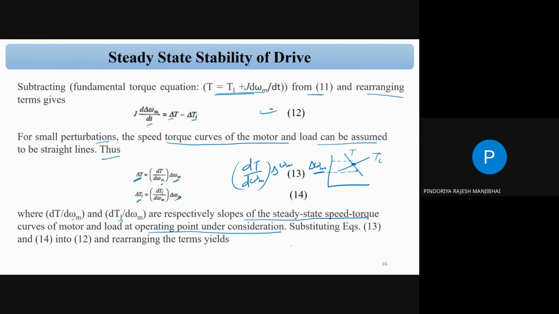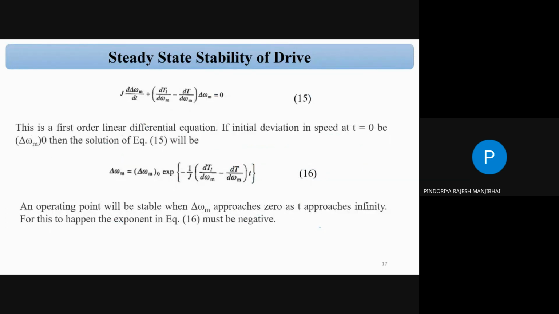Finally, substitute equations number 13 and 14. Both equations, 13 and 14, we can put in equation number 12. So ΔT and ΔTL we have to put here. We have the equation J dΔωm/dt is equal to ΔT minus ΔTL. Now we have the values of ΔT and ΔTL, so we can put them into equation number 12 and we will get the final equation, equation number 15.